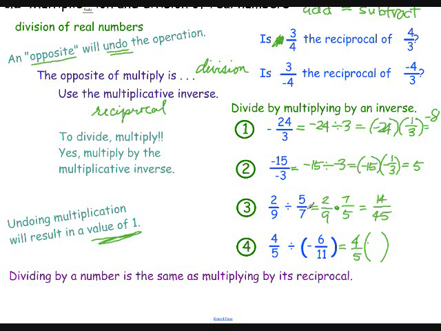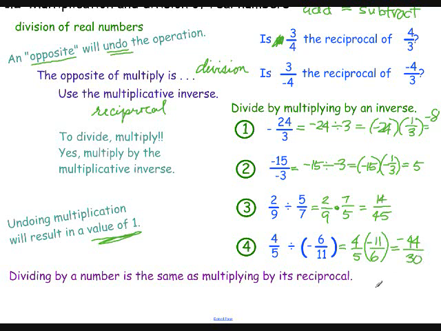See how easily you can get sucked into doing the wrong thing. I want the reciprocal. It's stay, change, flip. I wouldn't get the right answer if I didn't flip. So now I know I've got one factor which is negative and one factor which is positive. Two factors where they have different signs, the result is going to be negative. I'm going to multiply the 4 times the 11. And the 5 times the 6.